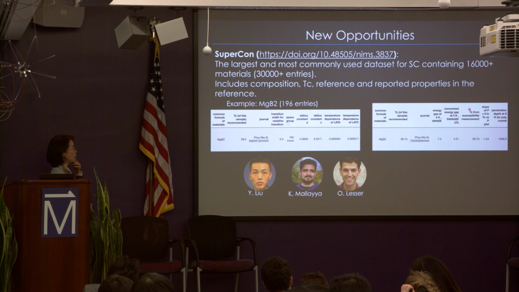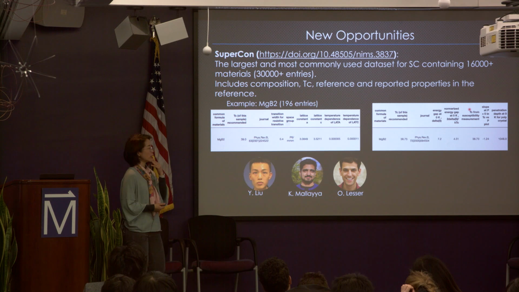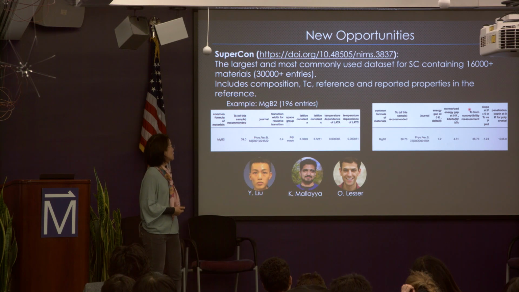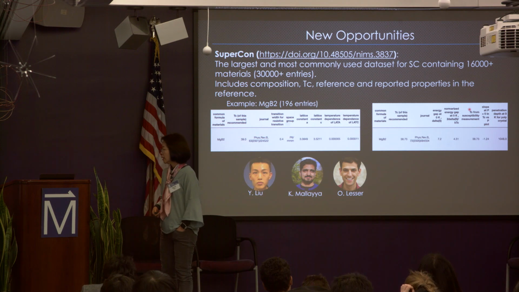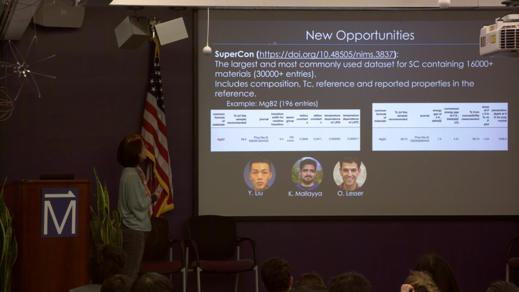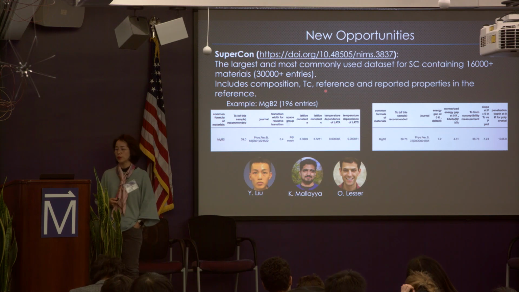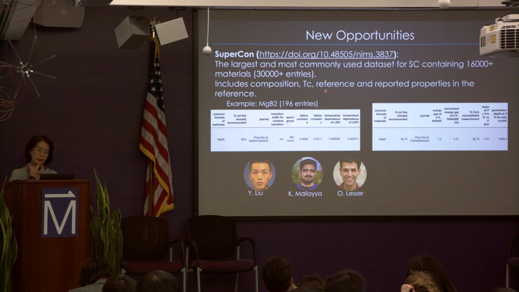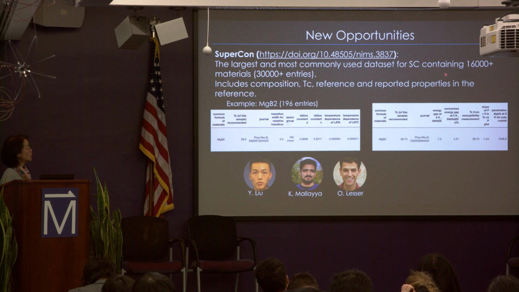So I have been long scared of superconductivity because I felt like I really don't understand it. And so I tried to avoid working on superconductivity because I was scared of it. But then this whole new opportunity came up with the database of all the superconductors. So this Supercon database, curated by the Japanese material science superconductivity research community, has 30,000 plus entries, and it's covering 16,000 plus materials.